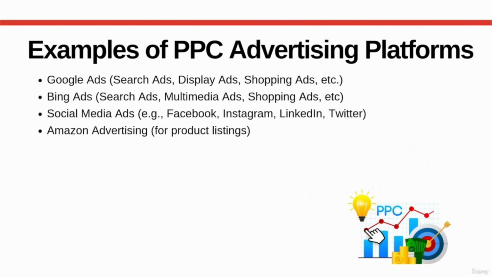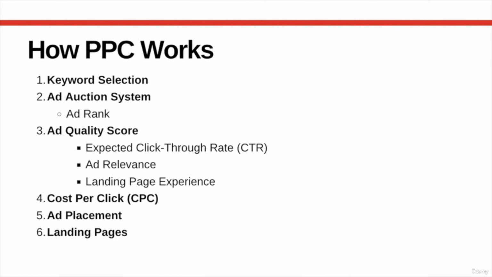Here are some examples of PPC advertising platforms. Google Ads uses search ads, display ads, shopping ads, etc. Bing Ads uses search ads, multimedia ads, shopping ads, etc. Social media ads on Facebook, Instagram, LinkedIn, Twitter, and Amazon advertising for product listings. Now let's understand how PPC works and the important terms associated with it.